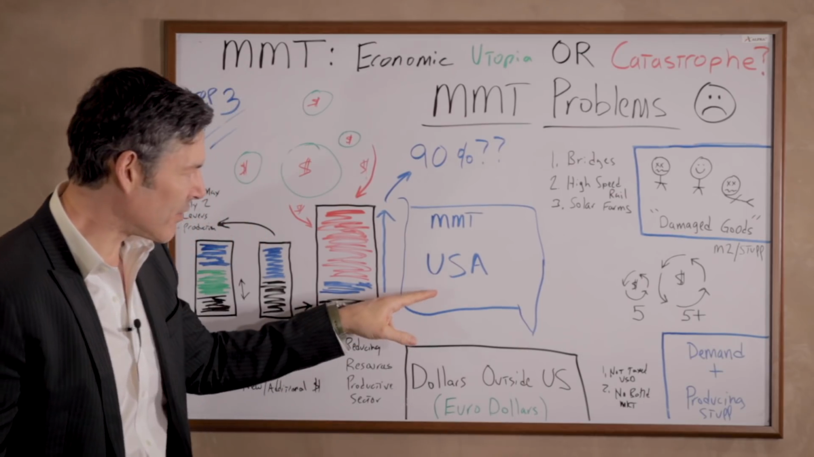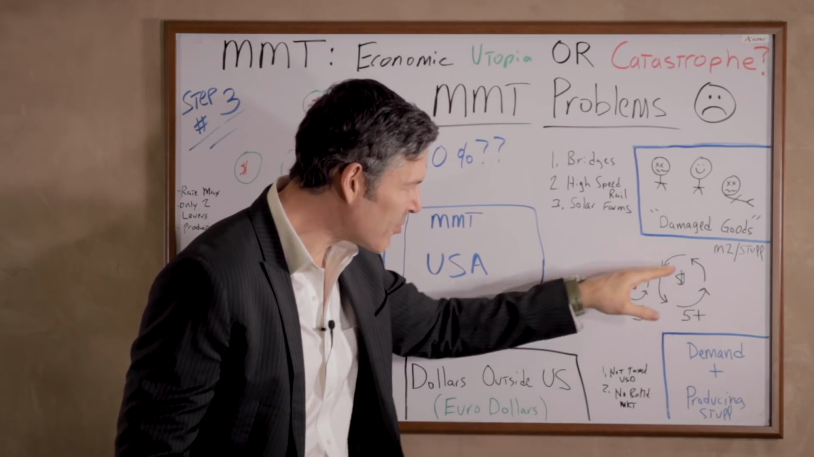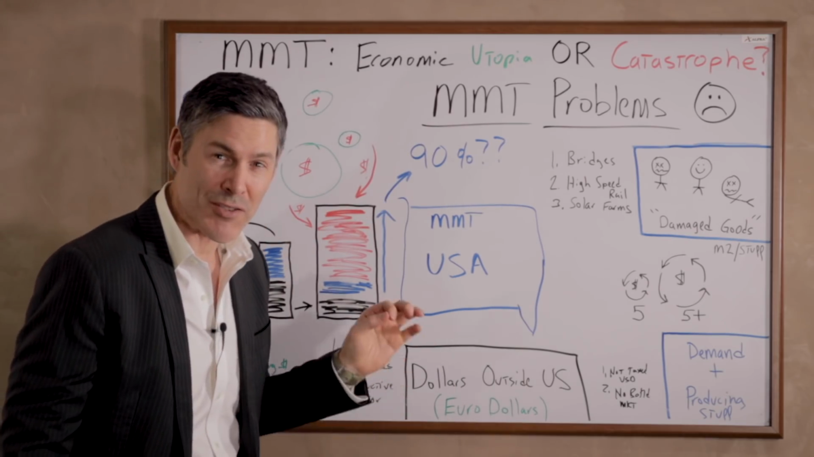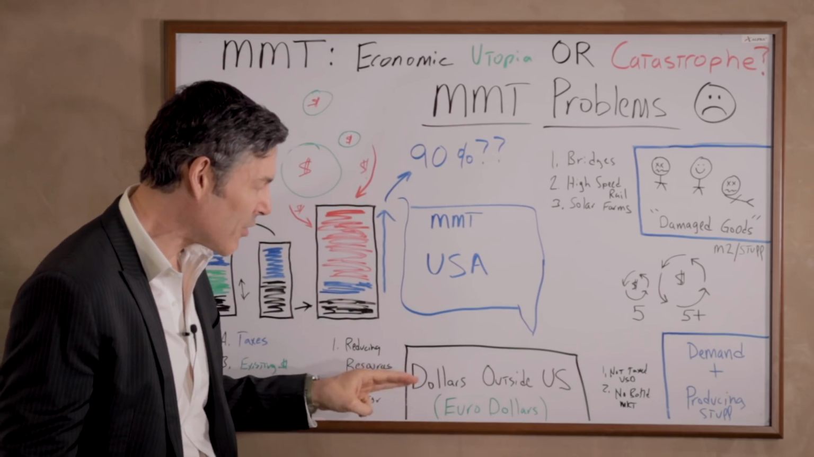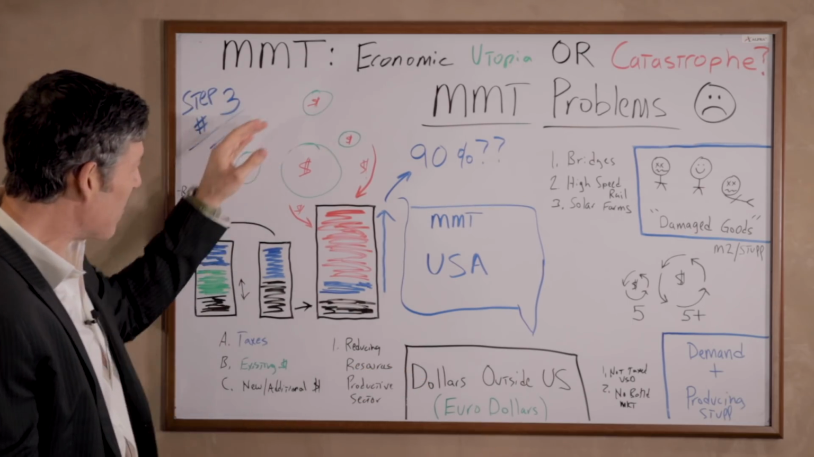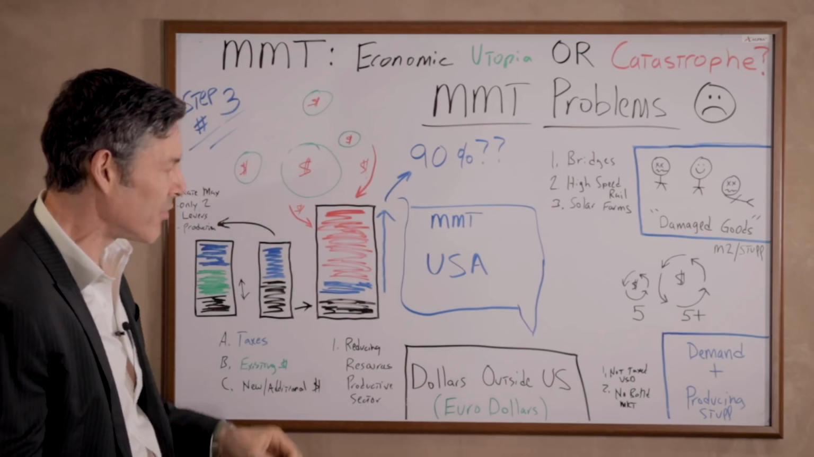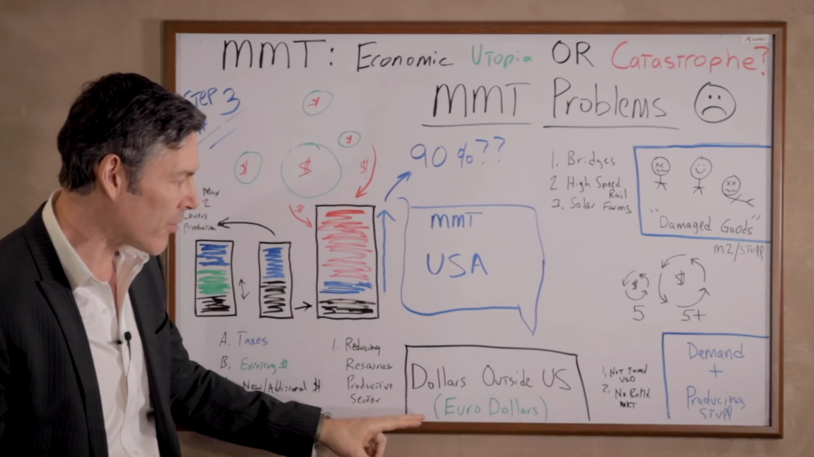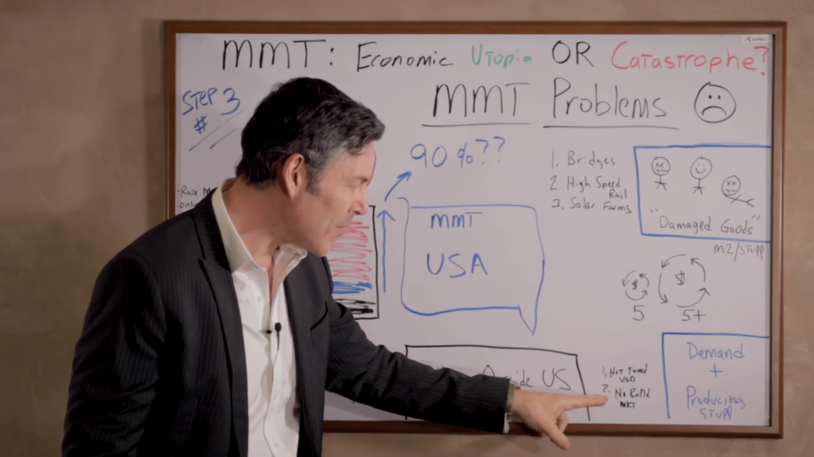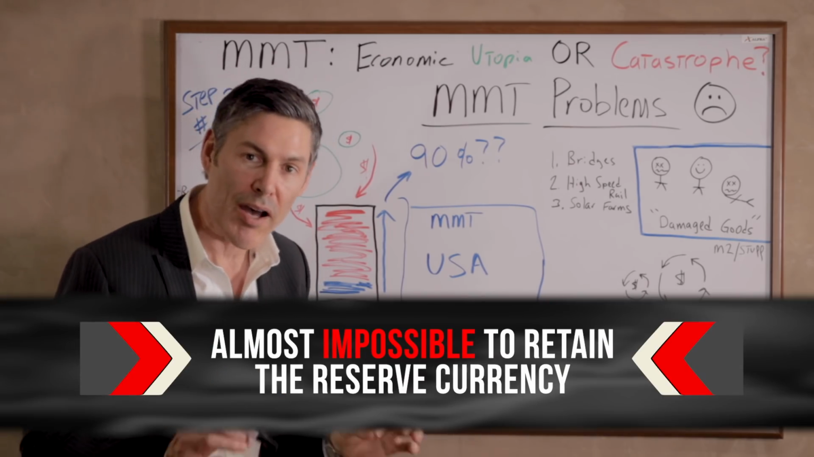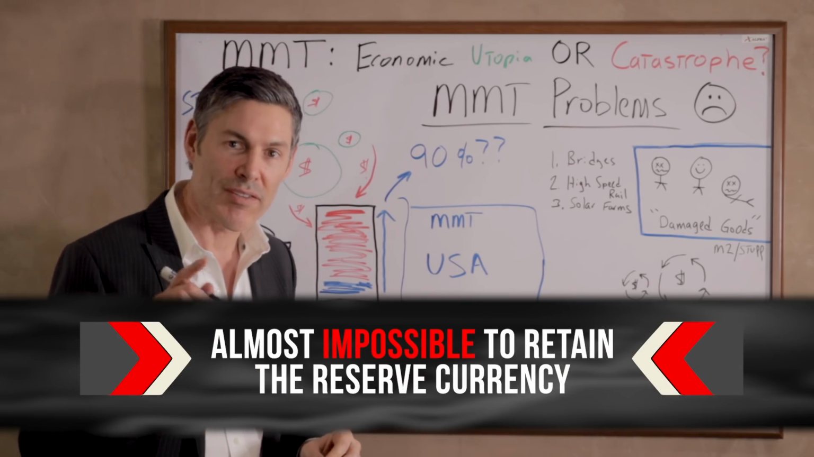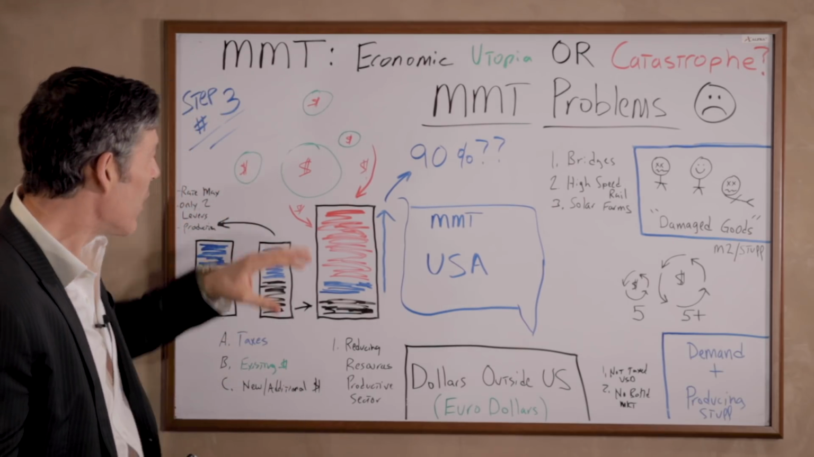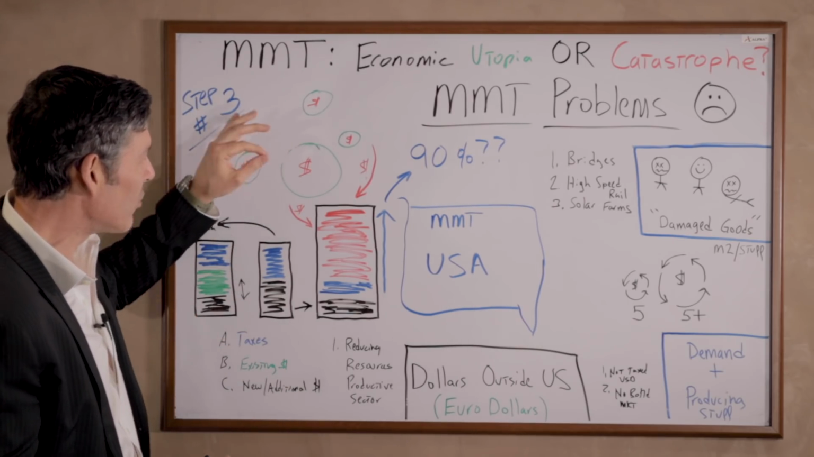The United States is here, and in this example, we've got this much money that's circulating within the system. But you've got to remember that there are trillions and trillions of dollars outside of the United States that's trading back and forth between all these countries because we have the reserve currency status. A lot of times we call these euro dollars. But if we didn't have a bond market anymore, it would be almost impossible for the United States to retain the reserve currency. If we don't have the reserve currency anymore, then these people have no reason to hold dollars.